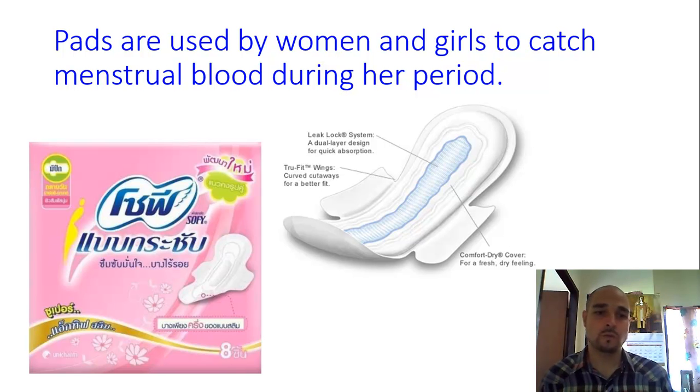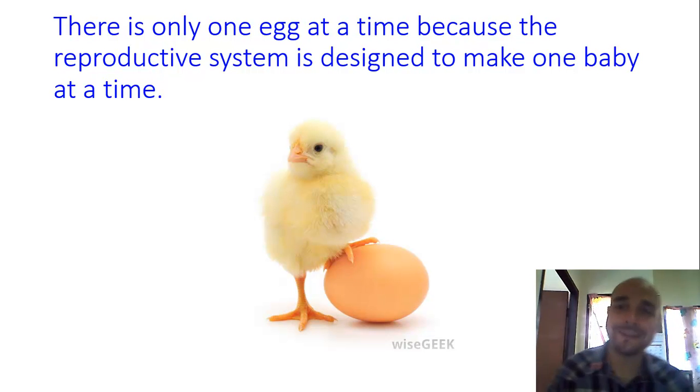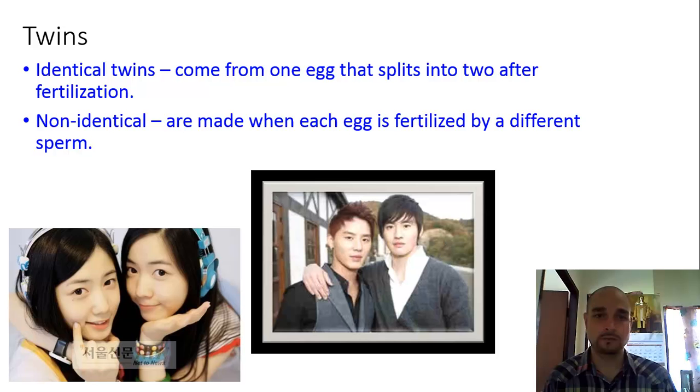Okay, and when a woman or a girl is having her period, the best thing to do is to use a pad, and a pad is used by women and girls to catch menstrual blood during her period. So, there is only one egg at a time because the reproductive system is designed to make one baby at a time. But sometimes special things happen and we get twins.